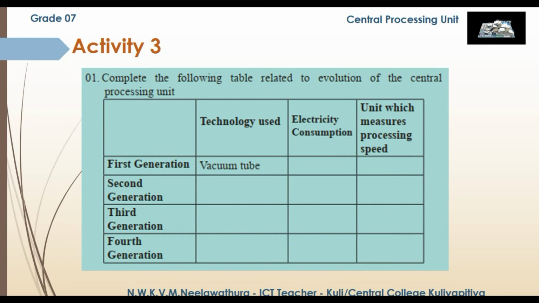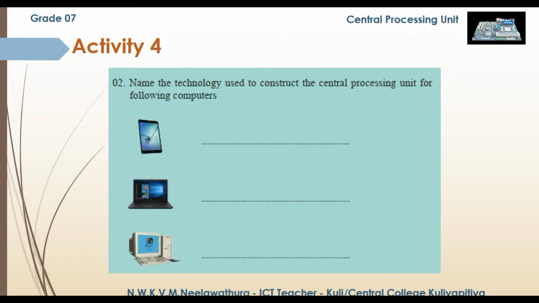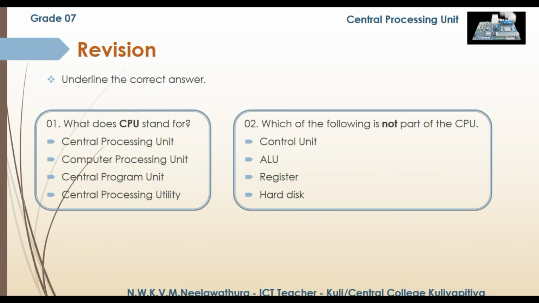Okay, next one, Activity 3. Complete the following table related to evolution of the central processing unit. First generation, second generation, third generation and fourth generation. You have to write the main technology used, electricity consumption and unit which measures processing speed. Activity 4. Name the technology used to construct the central processing unit for the following computers.